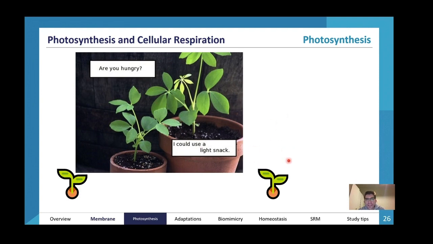Oh, okay, that's funny. Get it? Are you hungry? I could use a light snack. Light, because plants need light to grow and survive.